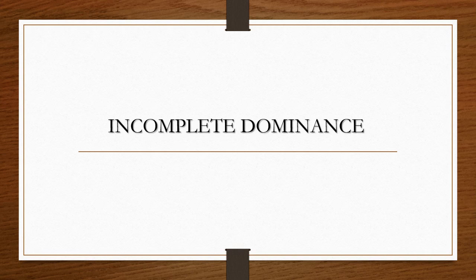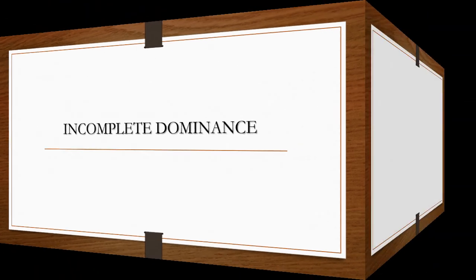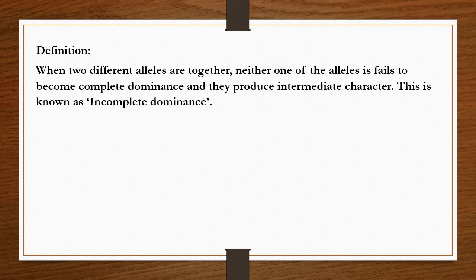The next concept is incomplete dominance. So, the definition of incomplete dominance: when two different alleles are together, and neither one of the alleles becomes completely dominant, they produce an intermediate character. This is known as incomplete dominance.